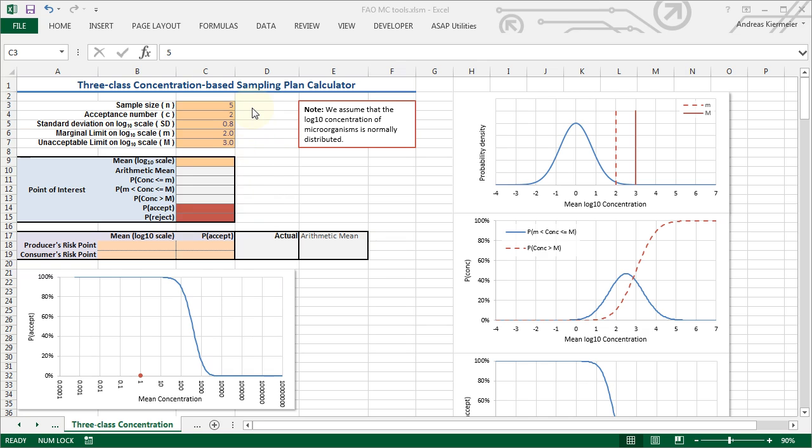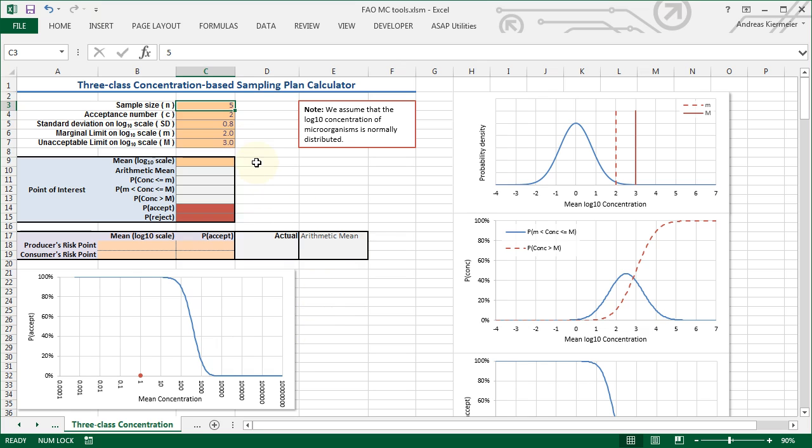At the top, we've got an area for specifying the sampling plan, including the sample size, the acceptance number, the standard deviation on the log scale, as well as the two microbiological limits, little m and big M, both also on the log 10 scale. The corresponding OC curve is shown down here at the bottom.